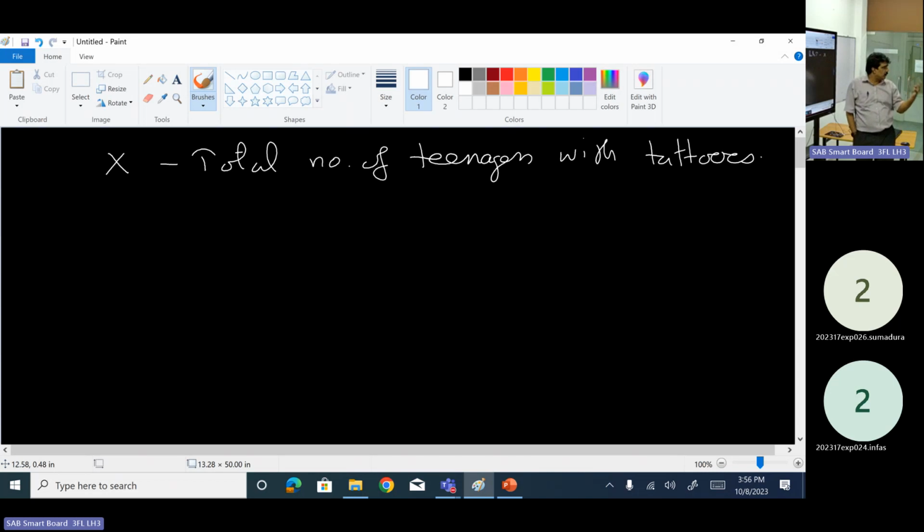Now for a binomial, you need parameters. How many parameters are there? Two: N and P. So what is our N? N is the number of repetitions. How many people did we take? 12, and we are going to repeatedly check those 12 people, so we repeat 12 times. So N is 12. Then P, in a single trial, is the probability of success. When you check a person, what is the probability of him having a tattoo? 7% of teenagers have tattoos, so P will be 0.07. So according to the way we have defined this variable, it will follow a binomial.